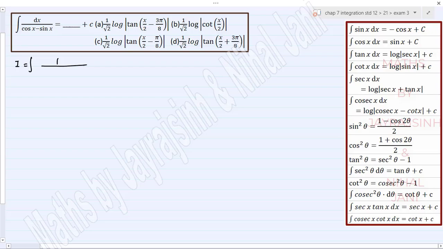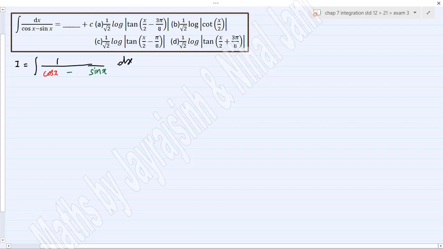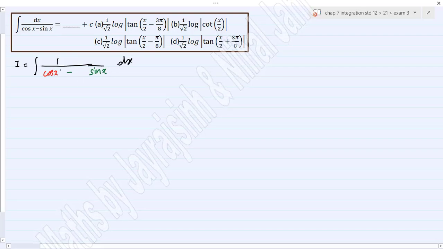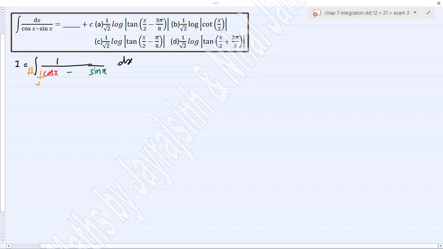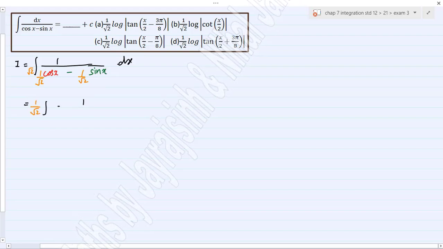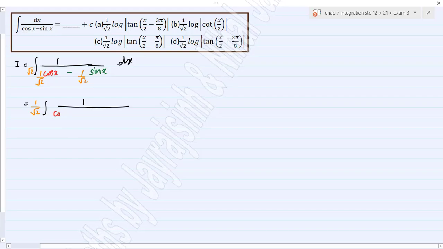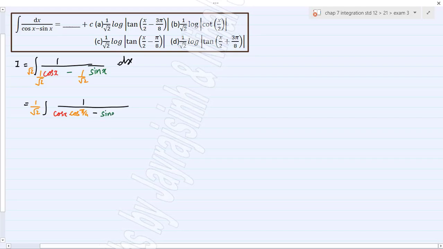Here we have to integrate 1 upon (cos x minus sin x). We need the answer in terms of log mod tan (x by 2 plus something). So we will try to get sec x, and for that we need to get cos in the denominator. Let's multiply and divide by root 2 in the denominator. So 1 by root 2 will be as it is, and in the denominator we will get cos x into this 1 upon root 2, which can be rewritten as cos pi by 4, minus, in the second term, sin x will be as it is, and 1 by root 2 can be rewritten as sin pi by 4.